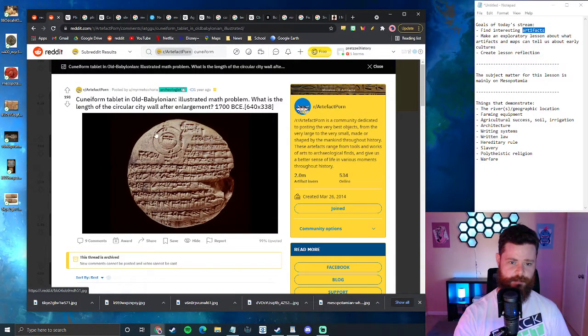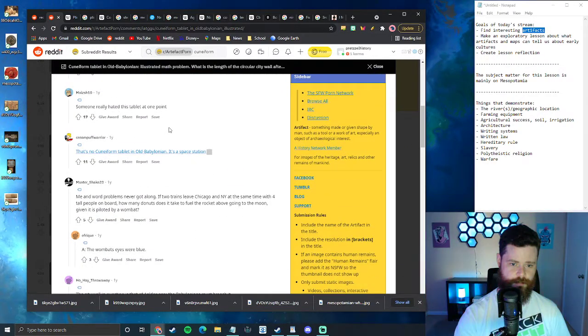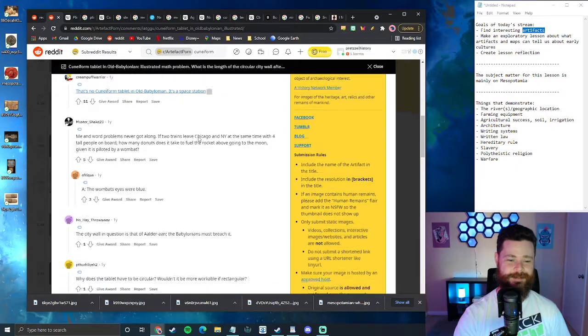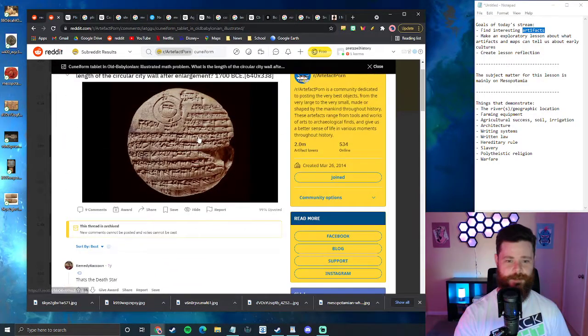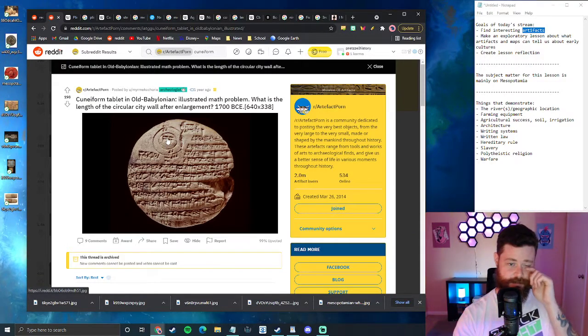Illustrated math problem. It's the length of a circular city wall after enlargement. That's no cuneiform tablet in Old Babylonian. It's a space station. So wait a minute. An illustrated math problem. So I guess this is the city wall earlier, and then that's the city wall after being enlarged.